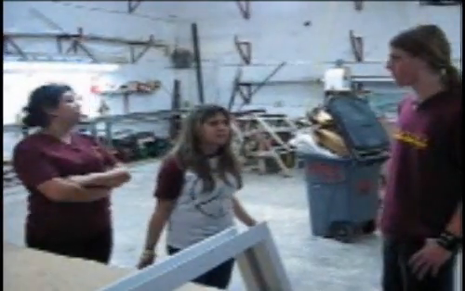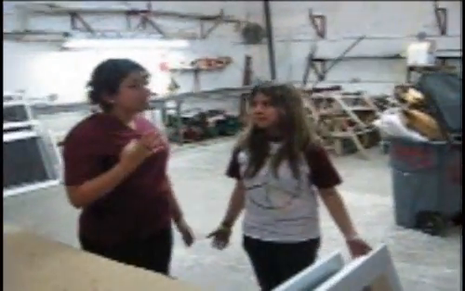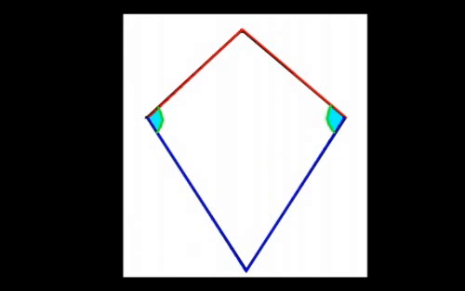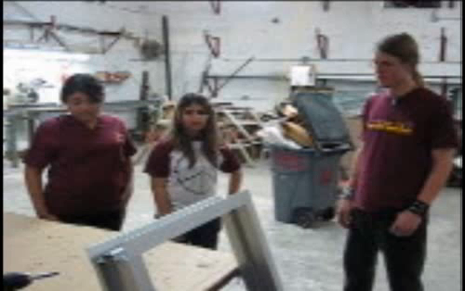Okay, so what about a kite? Kites have four main characteristics. Each pair of opposite sides is congruent to each other. The angles that are opposite of each other are also congruent to each other. And the diagonals always intersect each other at 90-degree angles.